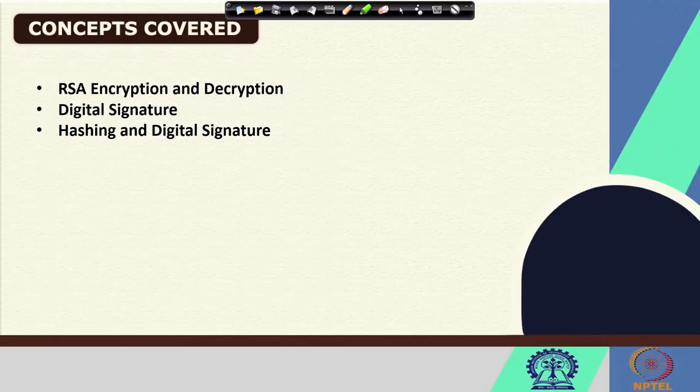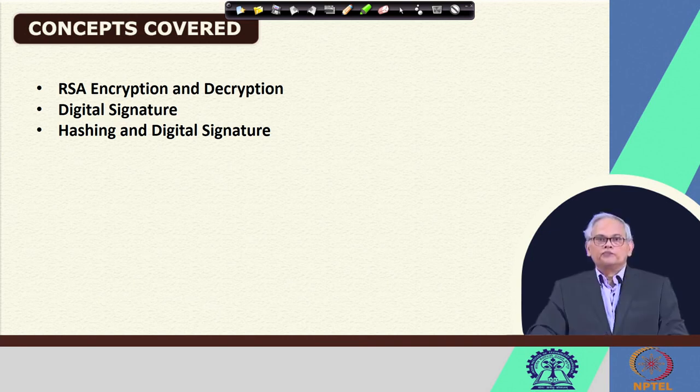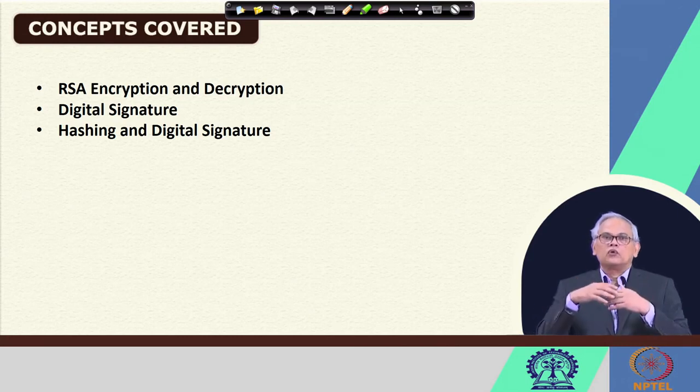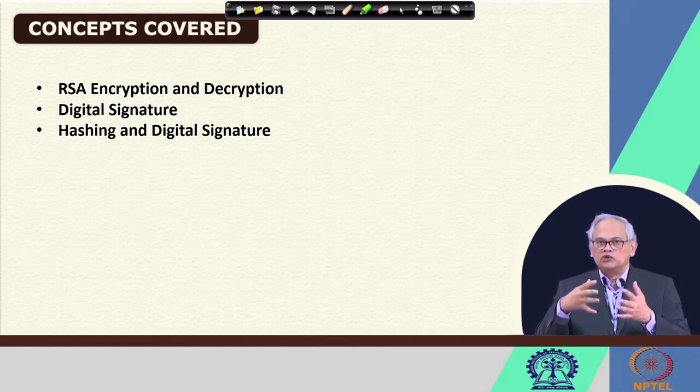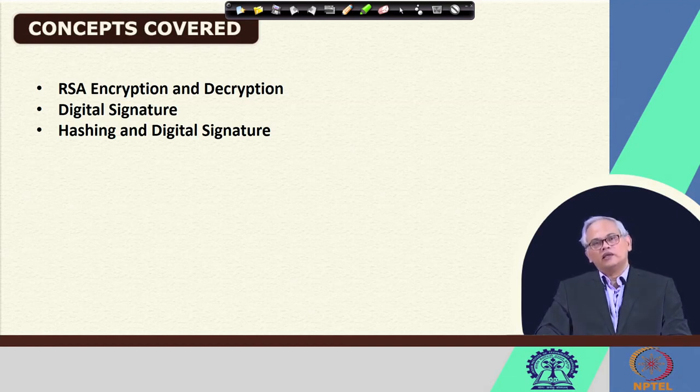So, today the concepts that we will cover include RSA encryption and decryption. If you remember from our last lecture, we discussed what is cryptography. We have also discussed what is symmetric key cryptography and public key cryptography, and then we said that RSA is one form of public key cryptography. We have seen the basic concept behind RSA. So, today we will see a little bit more about how encryption and decryption can be done using RSA.